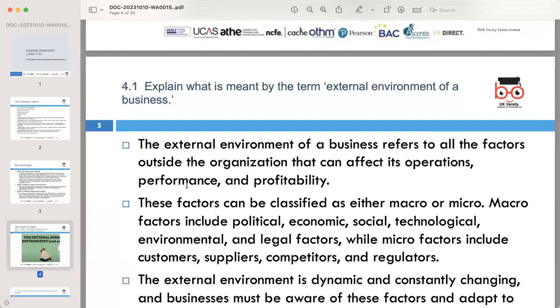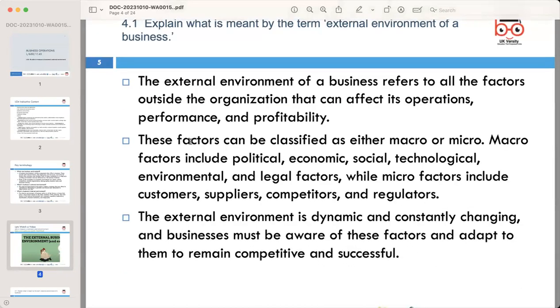Okay, so the external environment of a business pertains to all the factors beyond the organization's boundaries that can impact its operation, performance, and profitability. This environment can be classified into two categories: macro and micro factors. So here we are talking about macro and micro factors.